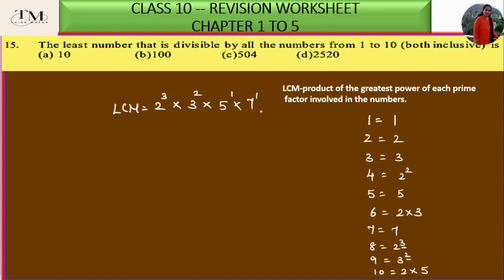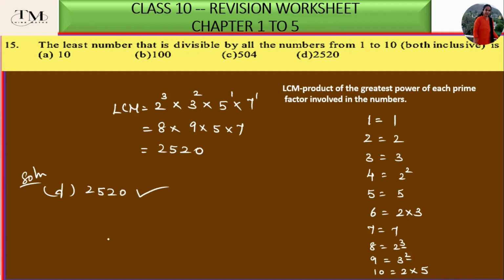So these are all the prime factors. So 2 cube is 8, 3 square is 9, into 5 into 7. So if you multiply this, you will get the answer as 2520. So the solution is option D, 2520 is the right answer.